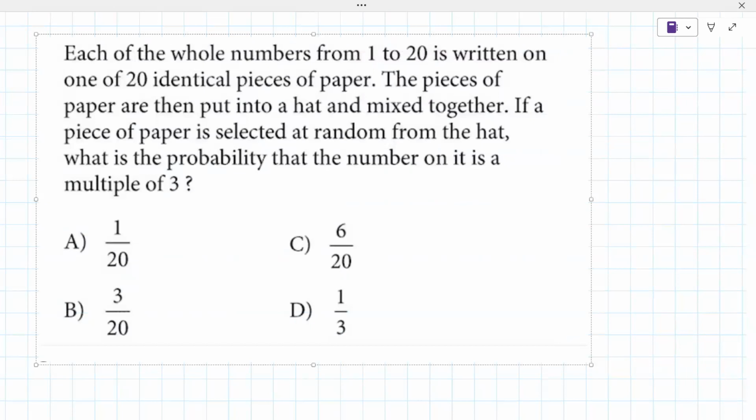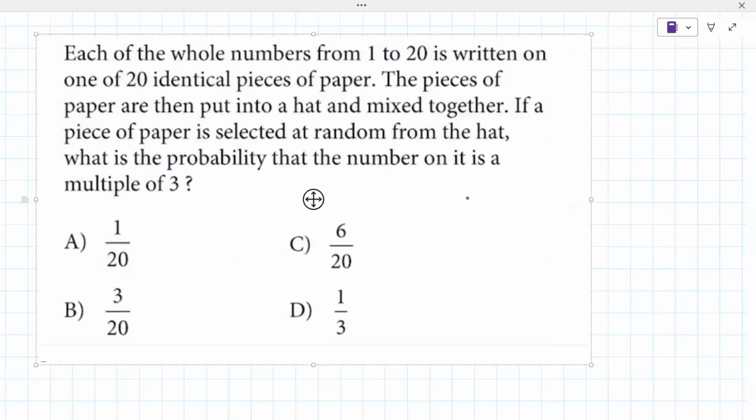Each of the whole numbers from 1 to 20 is written on one of 20 identical pieces of paper. The pieces of paper are then put into a hat and mixed together. If a piece of paper is selected at random from the hat, what is the probability that the number on it is a multiple of 3?